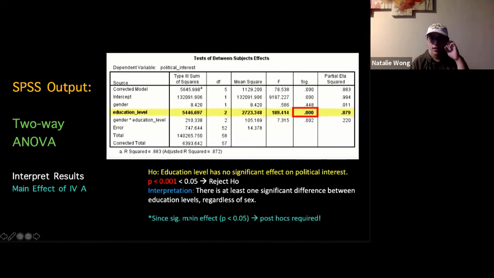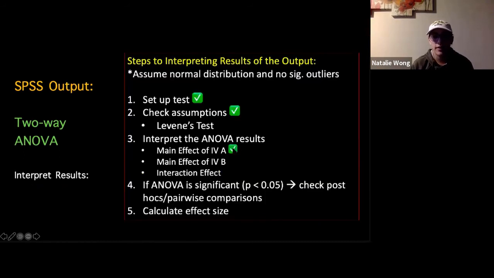So make a mental note, since we have a significant effect for education level, we would then need to look at the post hoc test to figure out which education levels are different from each other. So that takes care of our first main effect.